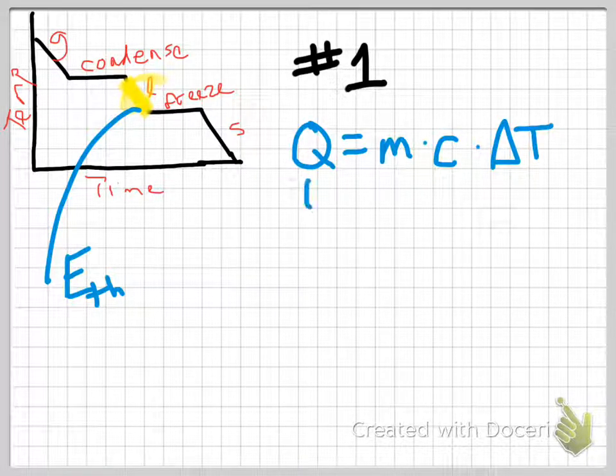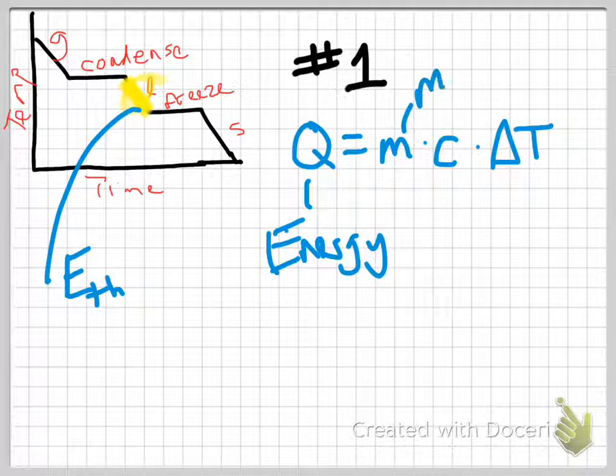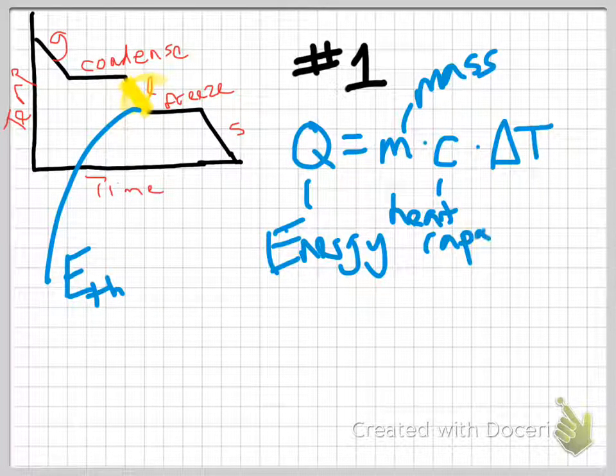So Q is energy, M is mass, C is heat capacity, and delta T is change in temperature.